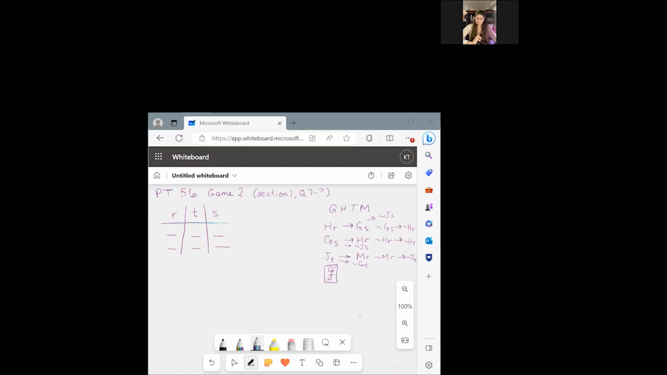So then let's super quick check and make sure that A fits. So if H is R, well, H isn't R, so we're fine. If G is S, G isn't S, so we're fine there. If J is T, J isn't T, so we're good there. And then G and J are not together.